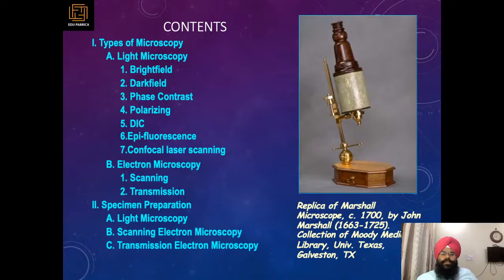So today in this topic of light and electron microscope, we will be dealing with the various types of microscopes and studying how the principle works. So first is light microscope. Under this we will go through the bright field microscope, dark field, phase contrast, polarizing, DIC, epifluorescence, confocal laser. In electron microscope, we deal with the two types, scanning and transmission. And then we deal with the specimen preparation for the light microscope, SEM and TEM respectively.